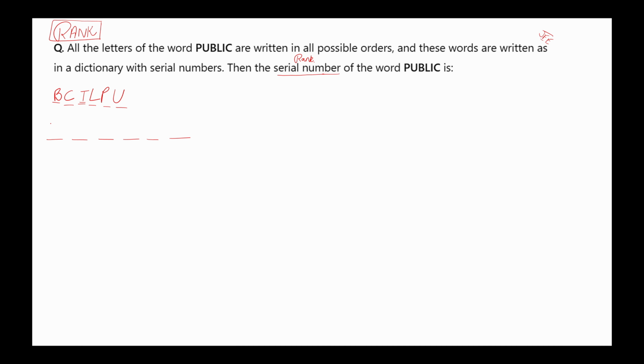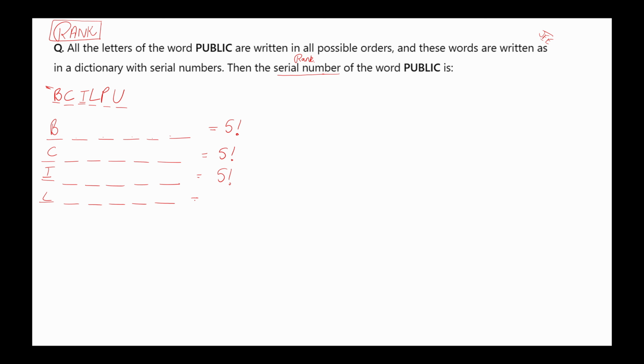Since I have 6 letters here, first I will take my first letter, which is B. Does my word PUBLIC start with B? No. That means the remaining 5 letters can be arranged in 5 factorial ways. Now I will check for C. Is this the correct one? No. So this would again become 5 factorial ways. Now what is my next letter? It is I. For I again it is not correct, so this would again become 5 factorial.